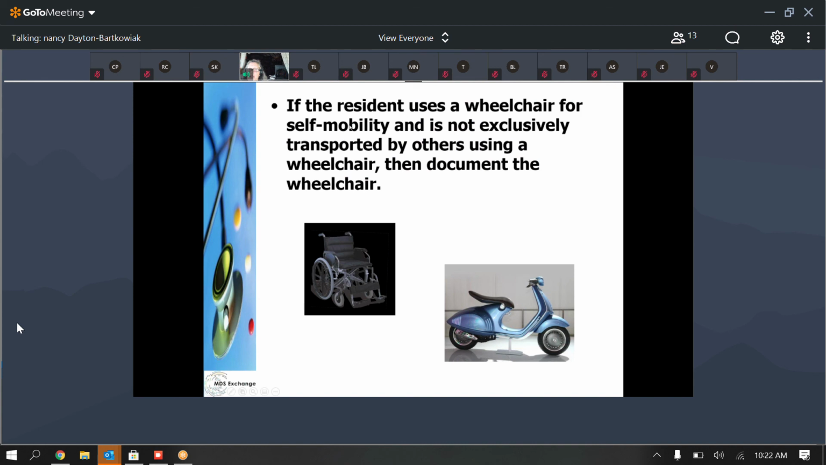If the resident uses a wheelchair for self-mobility and is not exclusively transported by others using a wheelchair, then document the wheelchair. So we have our wheelchair, and we have our scooter. This is not what we're talking about. A scooter is going to be a motorized wheelchair.